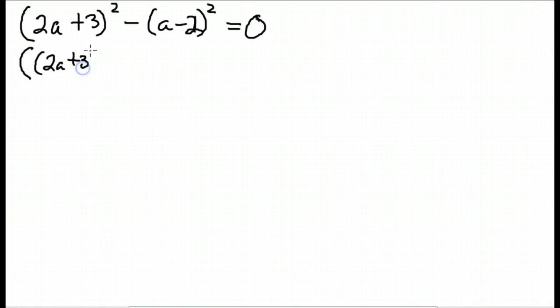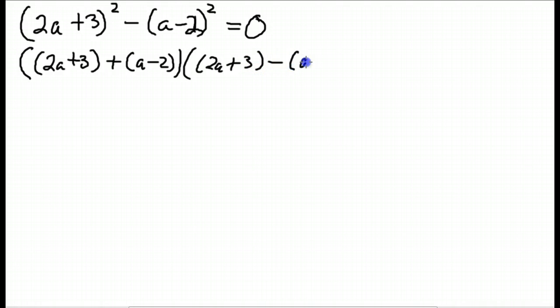So I recognize, hey, this is a difference of squares, so it's the square root of 2a plus 3 squared, which is 2a plus 3, plus the square root of a minus 2 squared, or just a minus 2, and then we repeat 2a plus 3 minus a minus 2 equals 0. I don't really need the brackets in this case since it's a plus. I do need them here, okay? I need to be reminded.